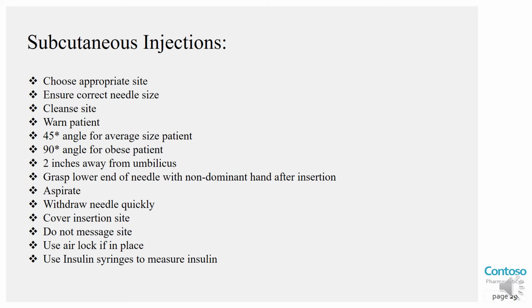Use the airlock if it is in place within a syringe. Some doses of heparin or Lovenox will have air within the syringe. This is to ensure that the medication stays in the injected site, so do not expel the air from a syringe. And when you go to give insulin for a subcutaneous injection, always ensure that you are using an insulin syringe. 1 unit of insulin is not equivalent to 1 mL of fluid.